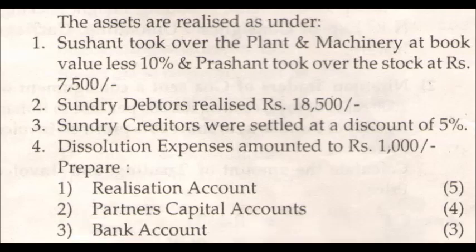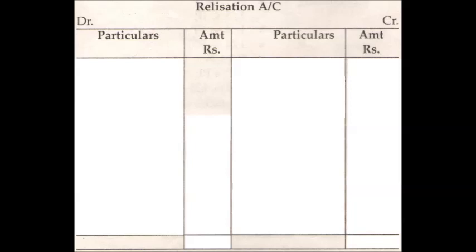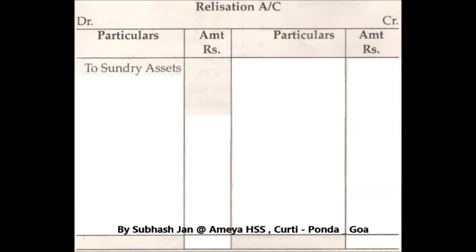This is a very simple problem, and now we will solve it and look at the solution. First, we have to transfer all the assets to the realization account and then the liabilities. When we are talking about liabilities, it should be external liabilities. You have only one liability there. Now first we will transfer the assets. Except cash and bank balance, everything is to be transferred.